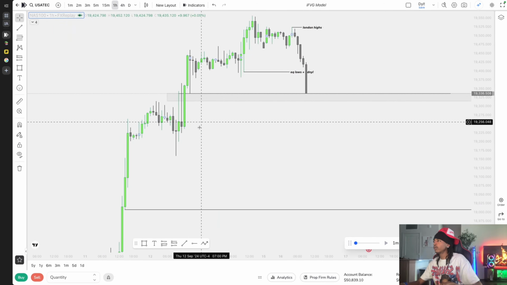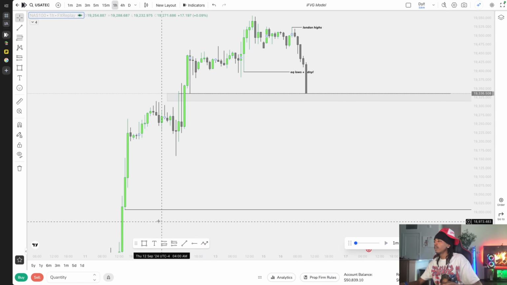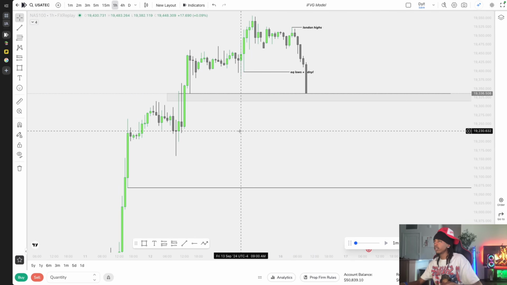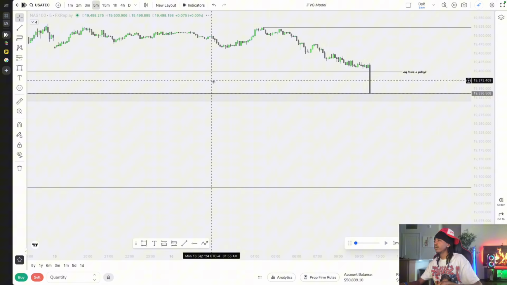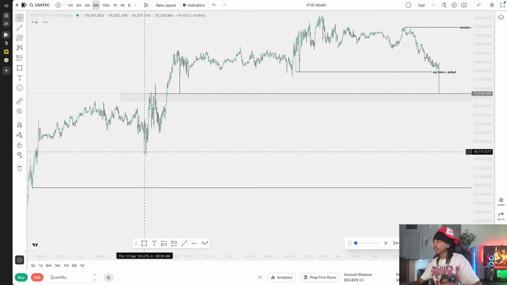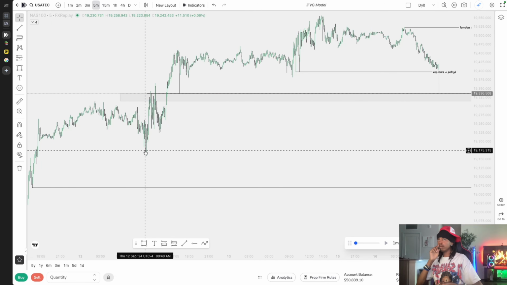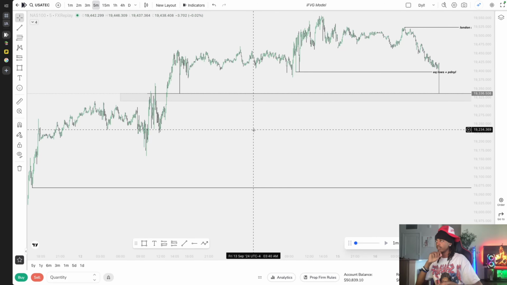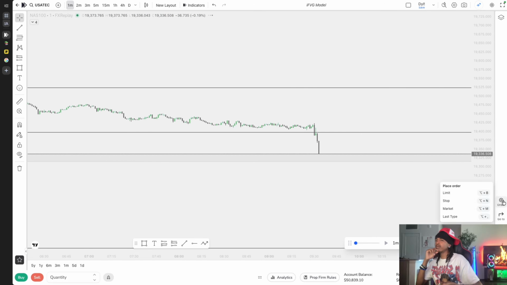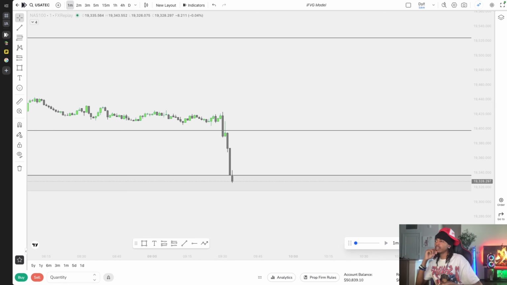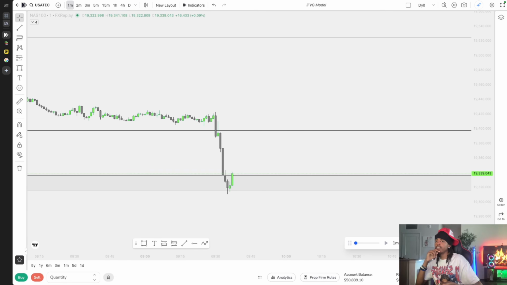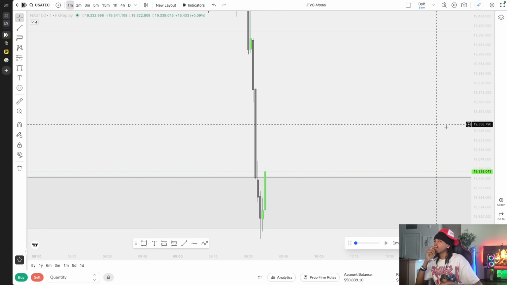I'll look at the hourly real quick. We already rejected that hourly. We have an hourly right here, so it's a little bit closer, this hourly, if we were to run lower. And then do we have anything down here? Is this previous day low? What day is it right now? Monday, so that's Thursday's low. So I'll just leave that blank for now. We'll see how this 4 hour reacts. See if we get a V-shape out of this. That's pretty V-shape.